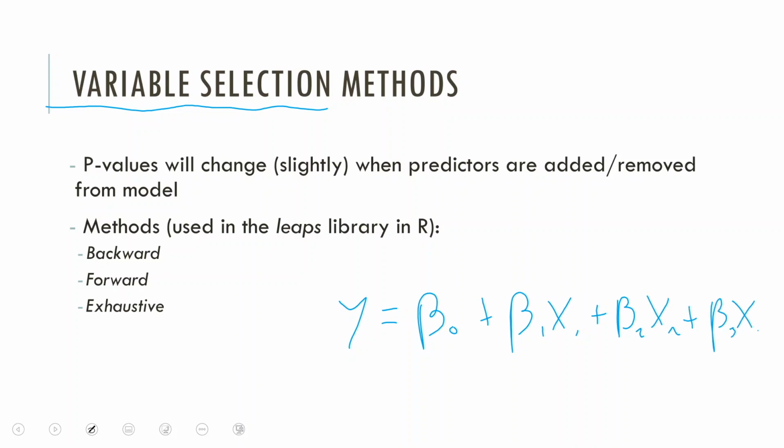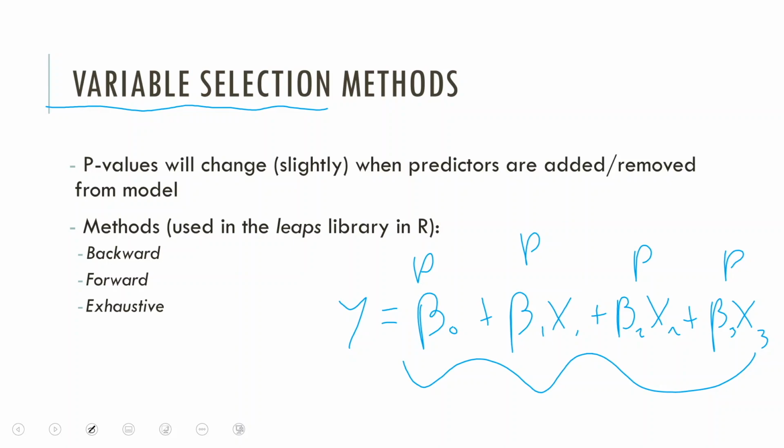Okay, so beta 1, beta 2, and beta 3, or x1, x2, and x3, are our three predictors. And we want to figure out which ones are important. Well, if we were to look at this whole model, we would get p-values for each of these slope coefficients, and of course one for the intercept as well.